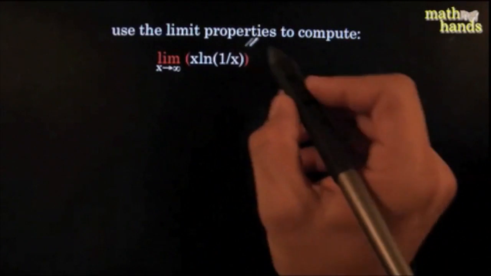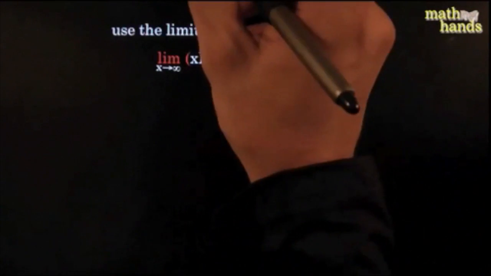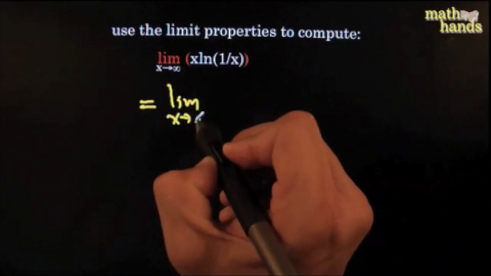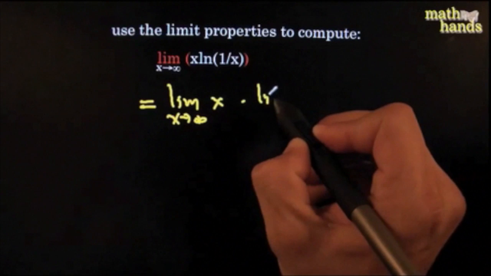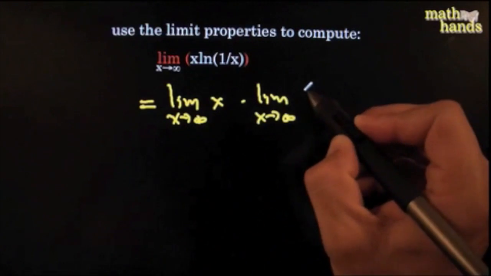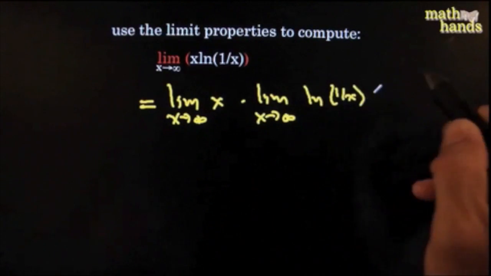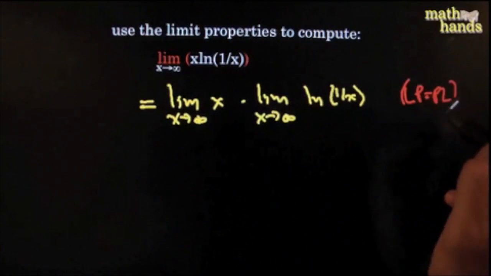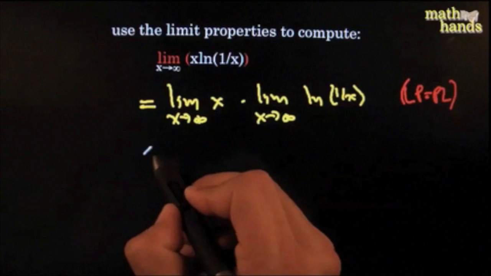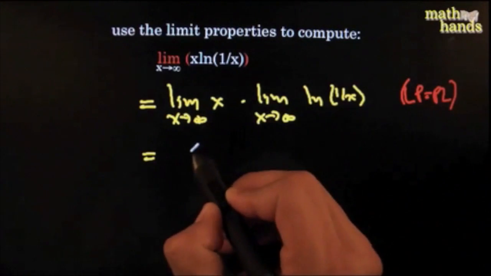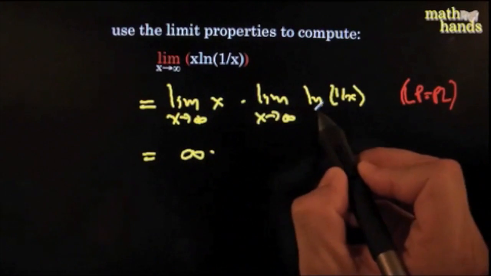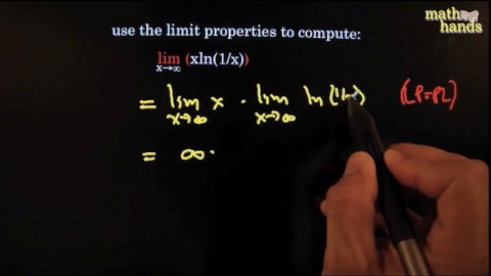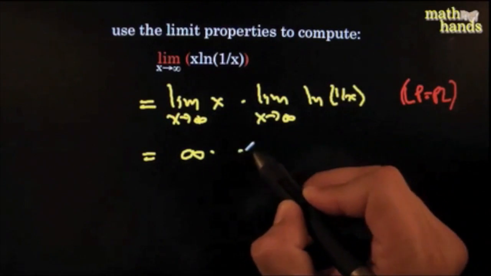Okay, that was so fun. Let's try it again. So this time, let's do the product. Let's do a little product one here. The limit as x goes to infinity of x times the limit as x goes towards infinity of ln of 1 over x, right? And what am I using here? The limit of the product is equal to the product of the limits. Famous. But wait, there's more. Here, limit as x goes towards infinity, that's just infinity. The limit of ln of 1 over x, that's going towards 0 from the positive side, so that's going to be negative infinity.